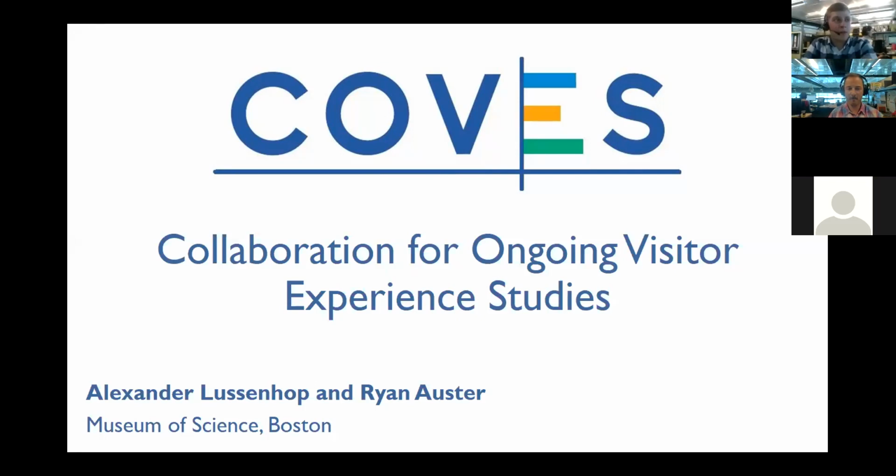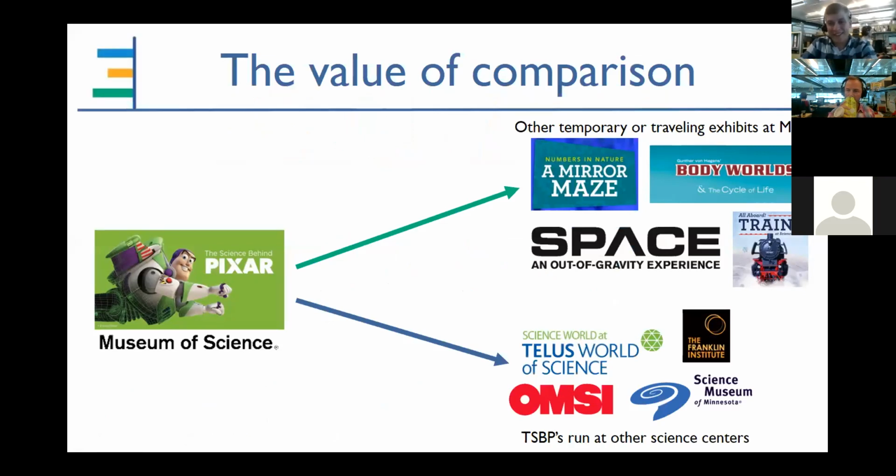So what we want to talk about with temporary exhibits, as we all know, COVES is about comparisons, right? One of the things we had been able to do in the past with our temporary exhibit data at the Museum of Science, for instance, was compare the performance of a temporary exhibit like our Science Behind Pixar exhibit to the performance of other temporary or traveling exhibits that we had at our own institution, like Mirror Maze, or now we have Body Worlds, the Space Out of Gravity Experience, our Trains exhibit, which is helpful for a lot of things.